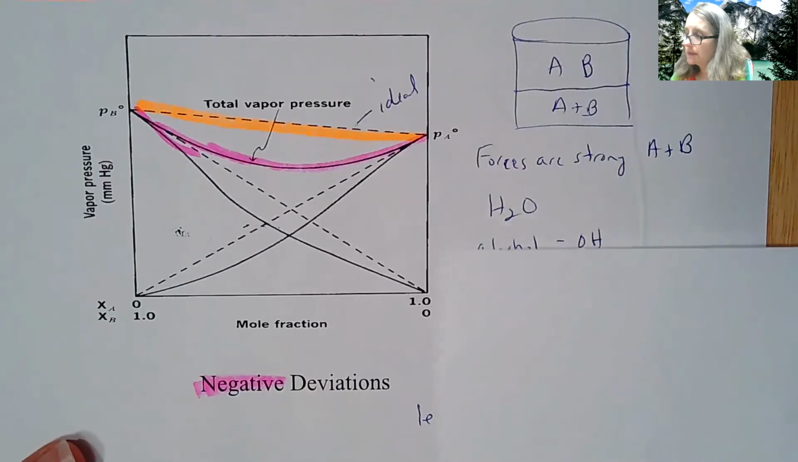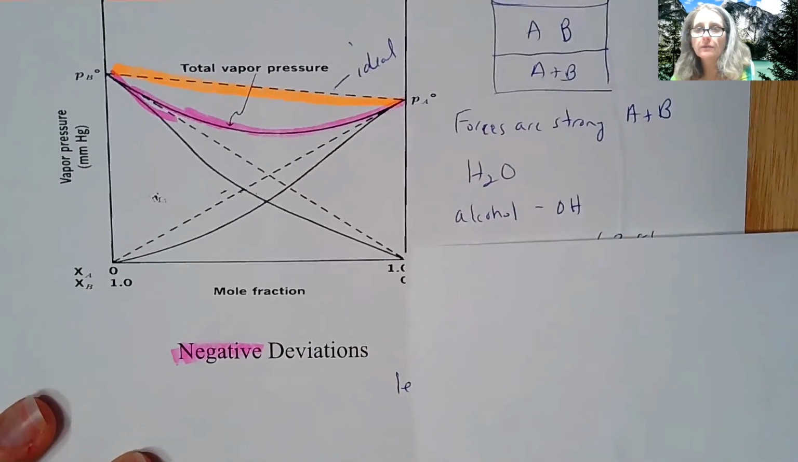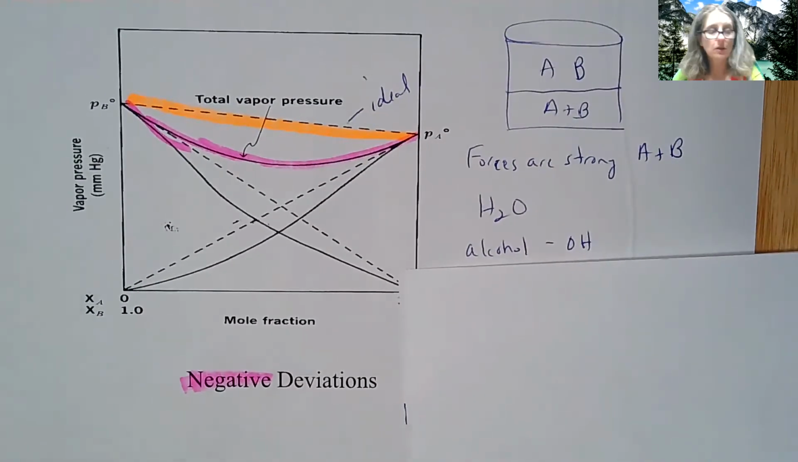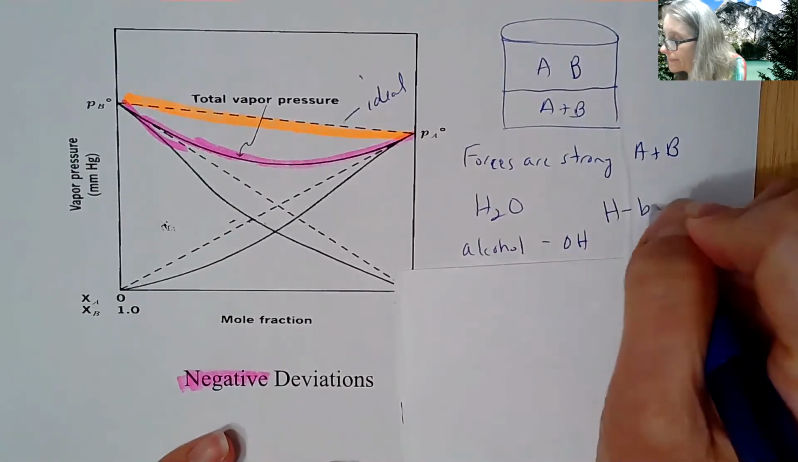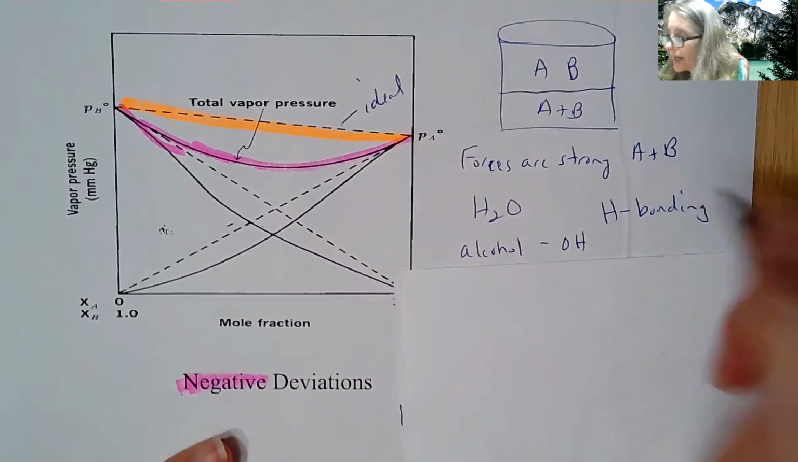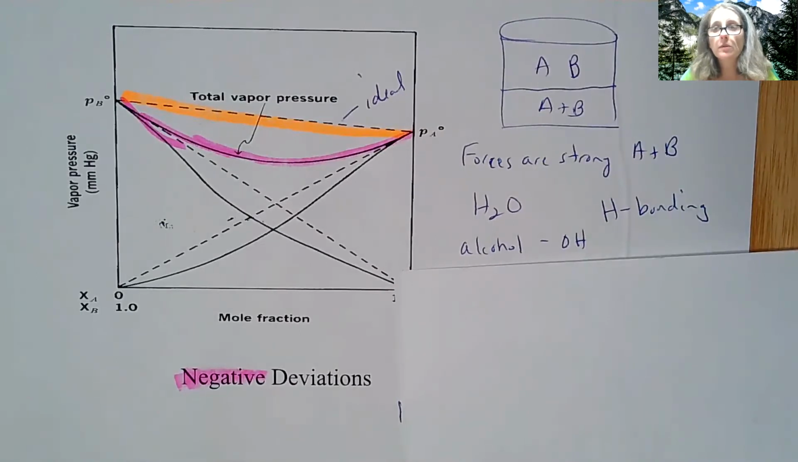So this is when the forces are strong in A and B, okay? So let's say I'm mixing water with alcohol. Alcohol has an OH group. So both of them have what we call hydrogen bonding, okay? So hydrogen bonding is the strongest force when we're talking about intermolecular forces.